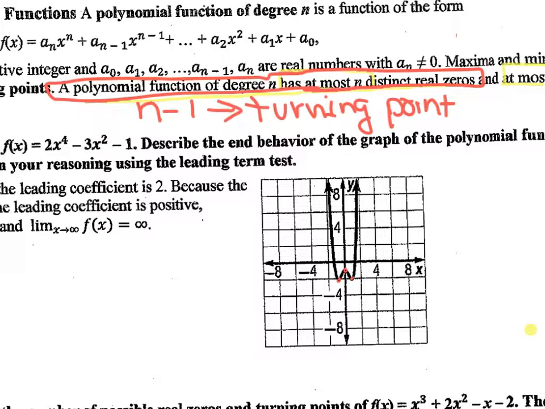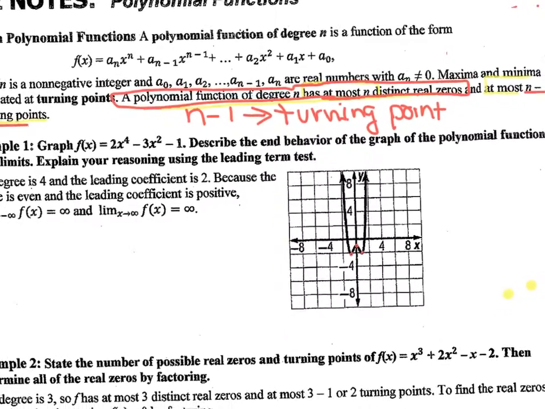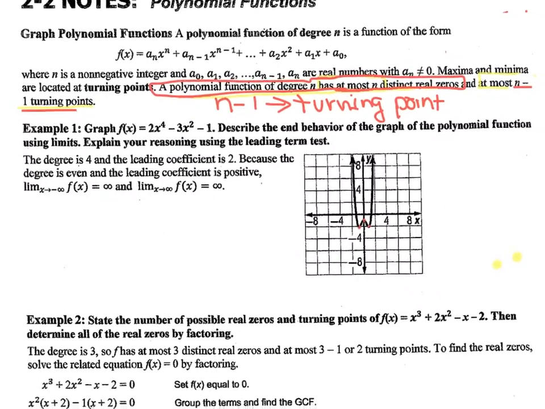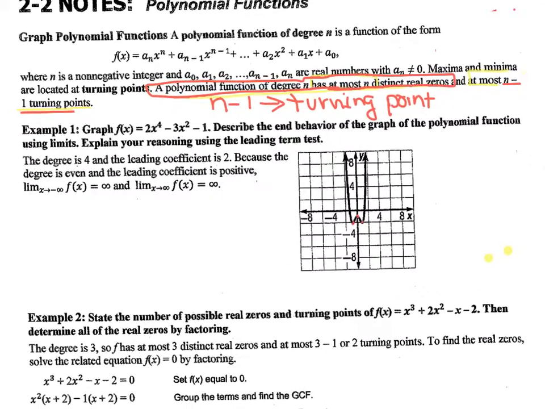Okay, so in this problem they were asking to describe the end behavior of the polynomial function using limits, and explain your reasoning using the leading term test. I need to cover those things because later on you're going to be asked about that. Here they're asking me specifically to find the end behavior. Do you remember the end behavior? Yeah, it's going to be a limit. That's what they have here, okay?